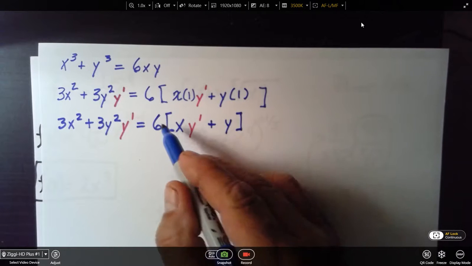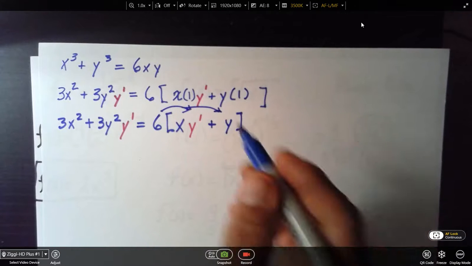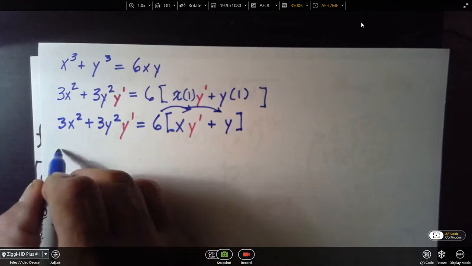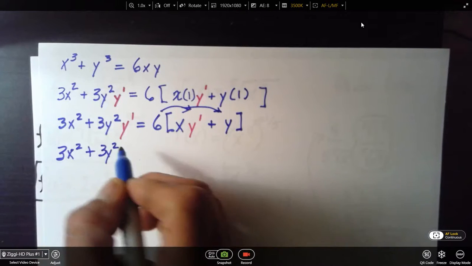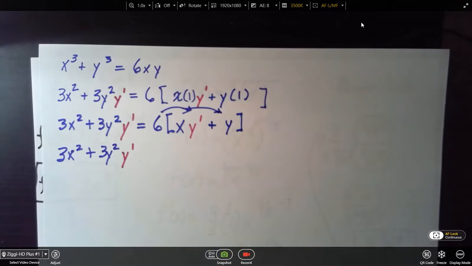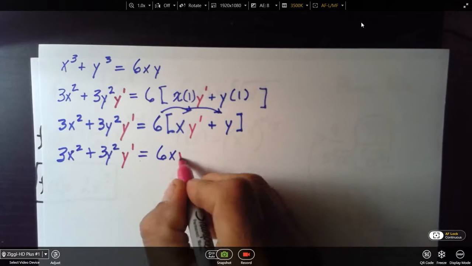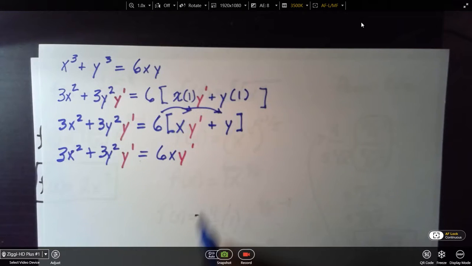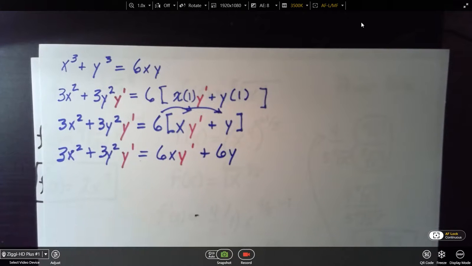Now I'm going to distribute the 6 because calculus is over. Calculus was over up here. So 3x squared plus 3y squared y prime is equal to 6x times y prime plus 6y. Now once you've got it all cleaned up, you got to solve for y prime. So in order to solve for y prime, you've got to get all the y primes on one side and all the other stuff on one side.